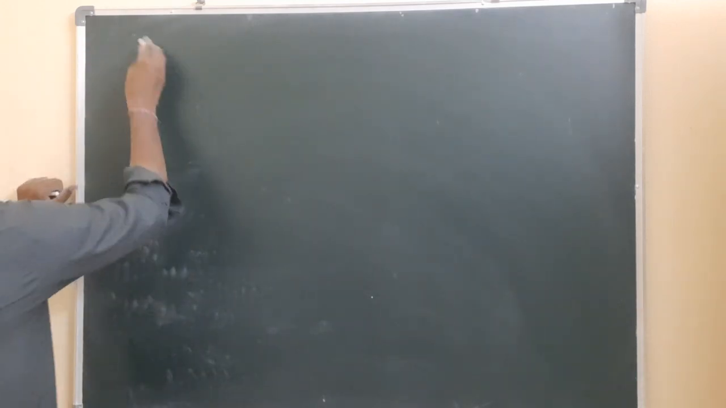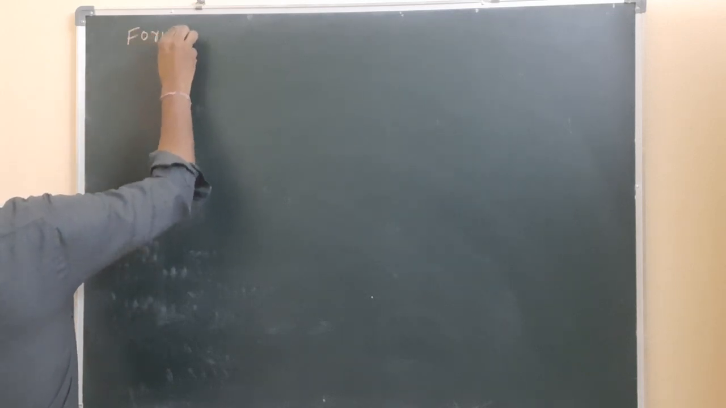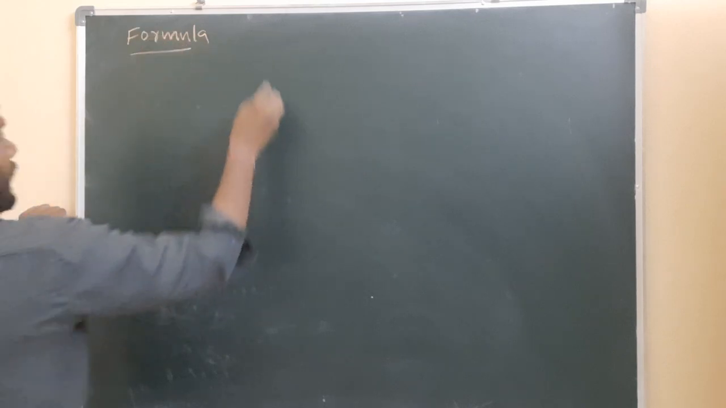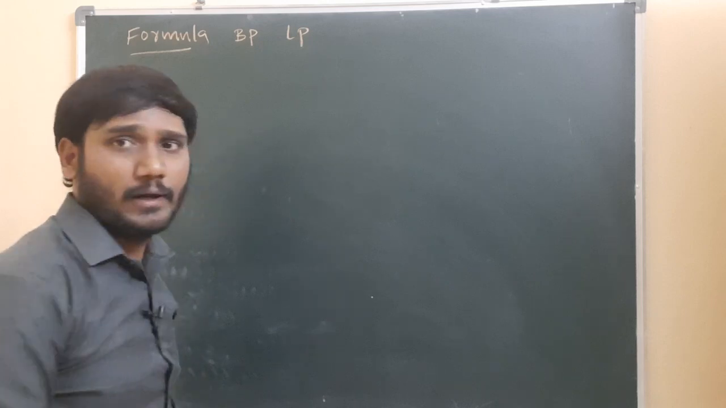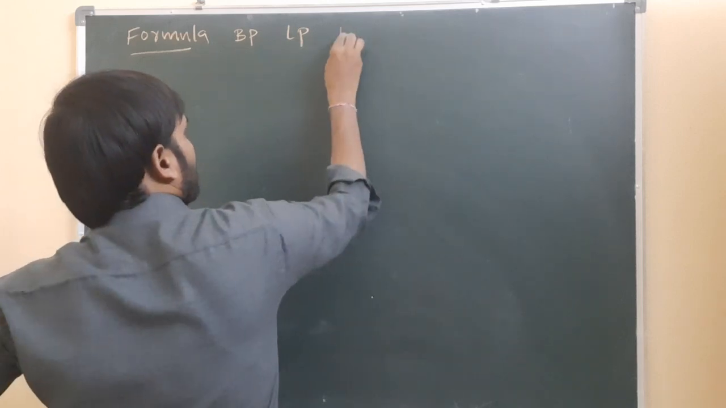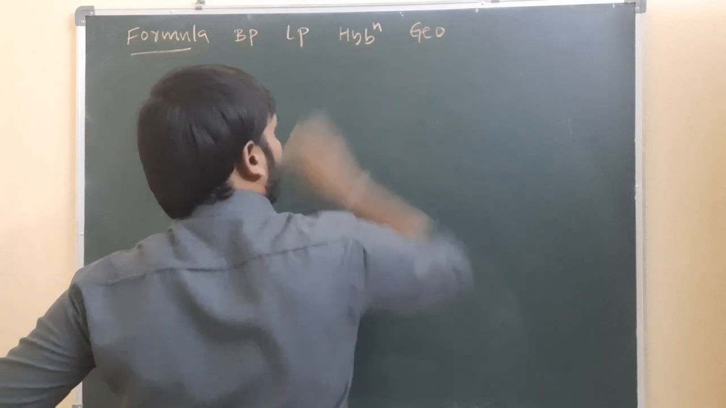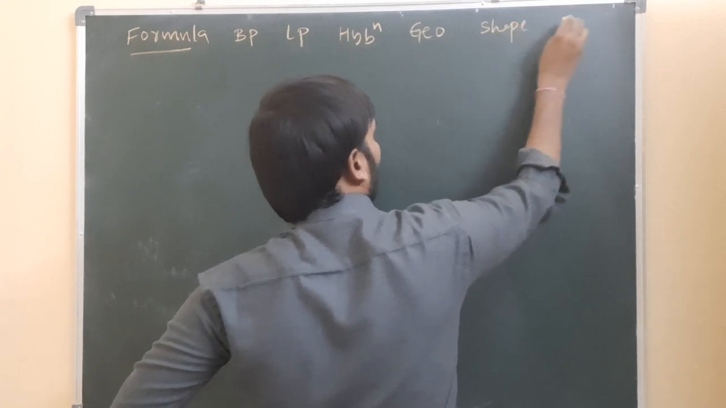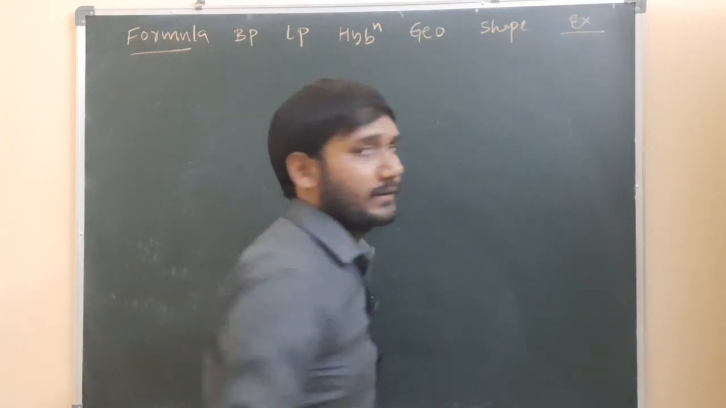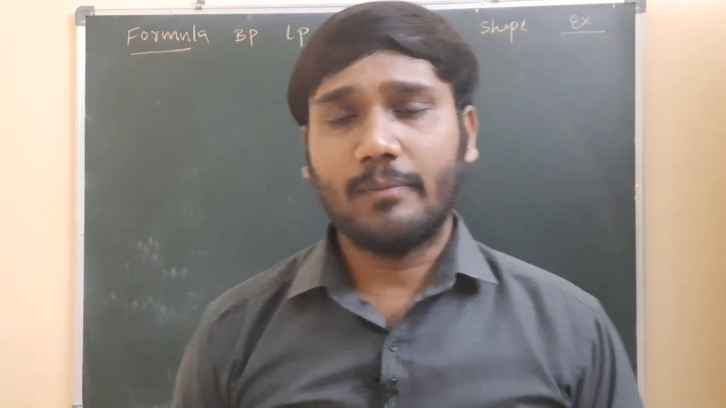So now here the examples I am discussing. First one, I am writing a formula. In a formula, how many bond pairs are present? How many lone pairs are present? At the same time, what is the hybridization? What is the geometry? Next, what is the shape of the molecule? What are the examples related to it? This is the entire table, right? So this table is very important.